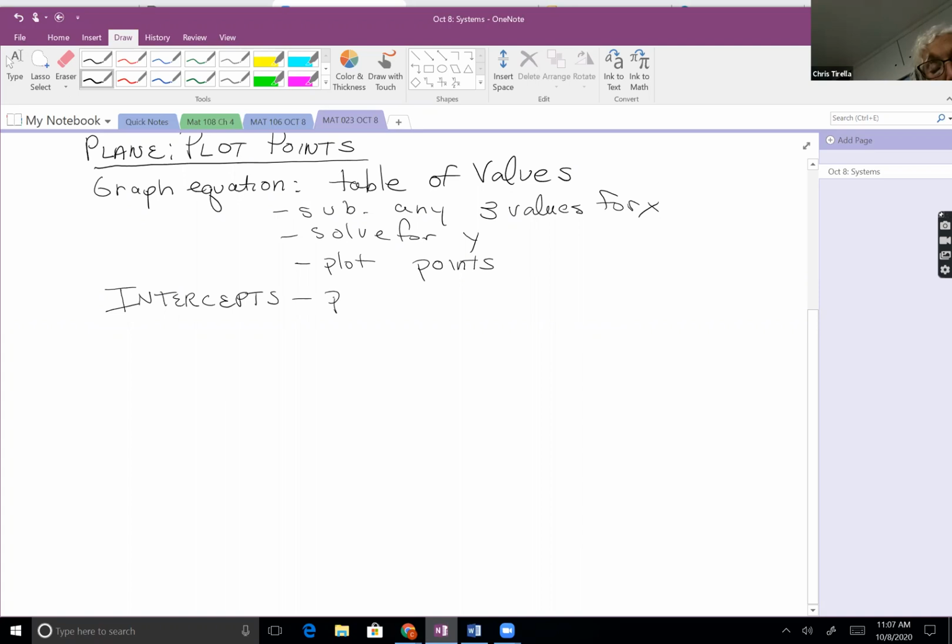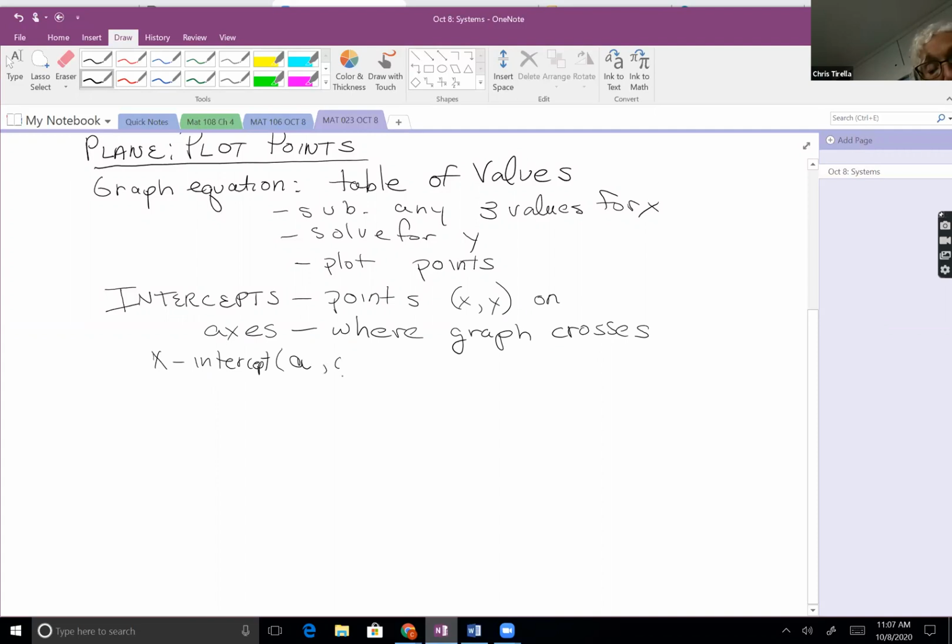Then after that, we looked at the intercepts. And intercepts, we said they're points, so when we talk about them, we need an x value and a y value. They're on the axes. It's where the graph crosses the axes. If you're looking at a graph, you can get them by inspection. If you're not, we had said that if I want the x-intercept, the x-intercept is a point of the form (a, 0). The y value is 0.